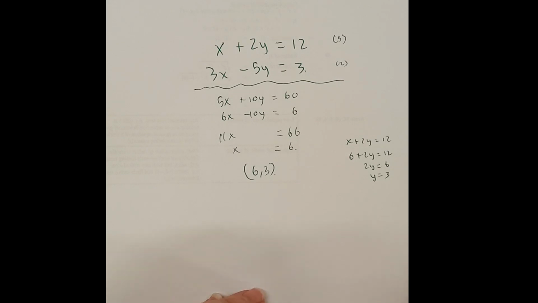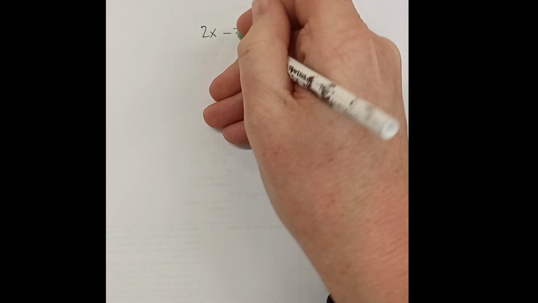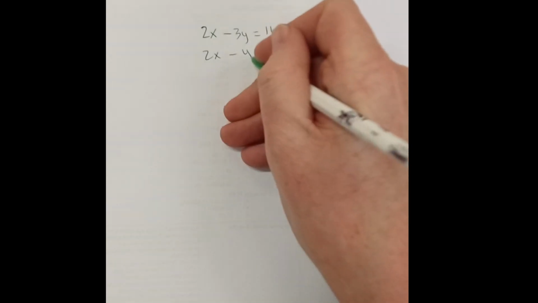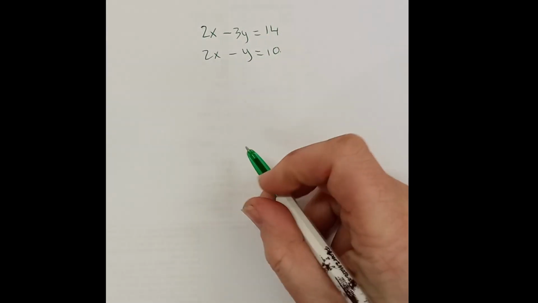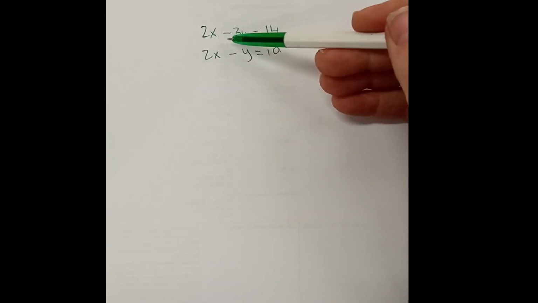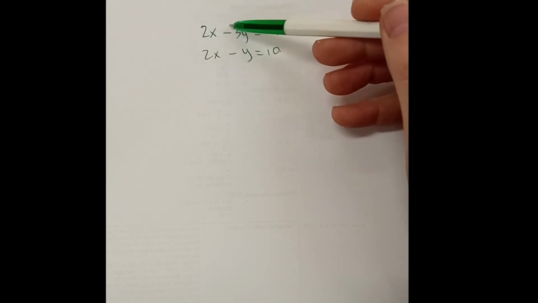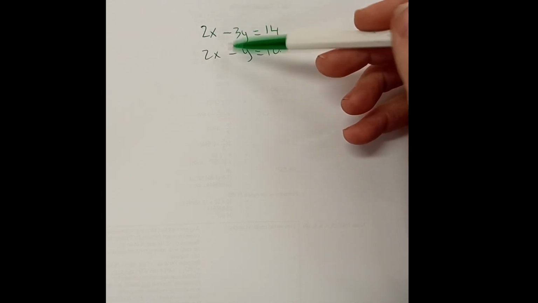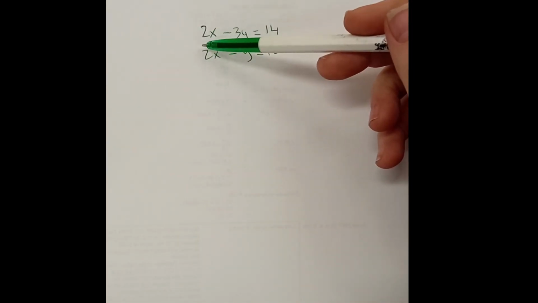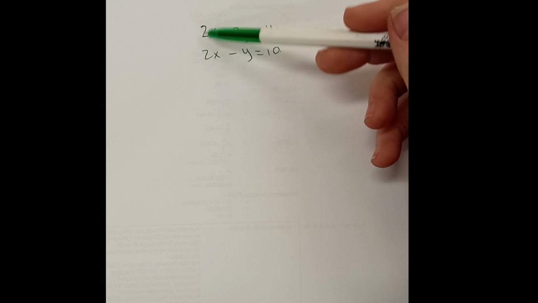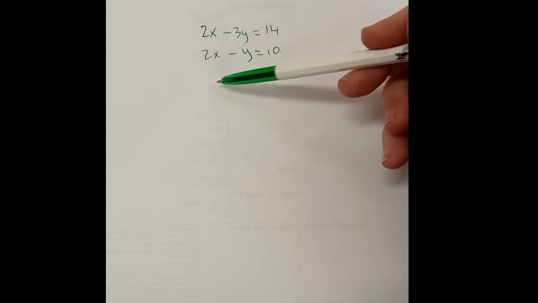Okay? Now, the hardest one, I personally think, is when all the signs are the same. So look at this one. 2x minus 3y is equal to 14, and we have 2x minus y equal to 10. In this case, they're both positive and they're both negative, so we don't have an opposite to help us. So you have to force one of them to be opposite. Because these two numbers are the same, it would make sense if one of these numbers was the negative, and then you could just add them to get a 0.